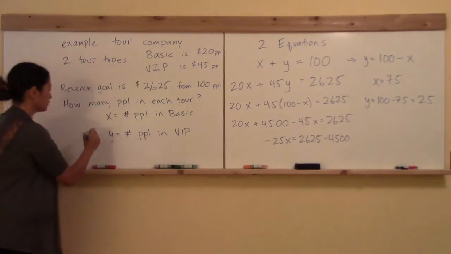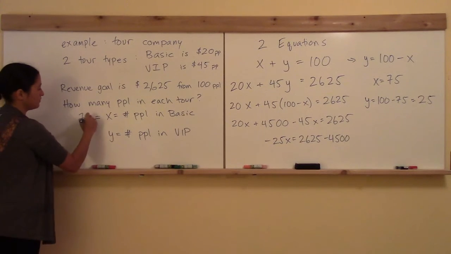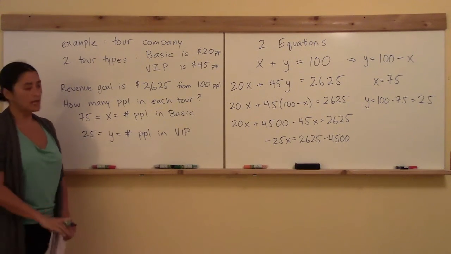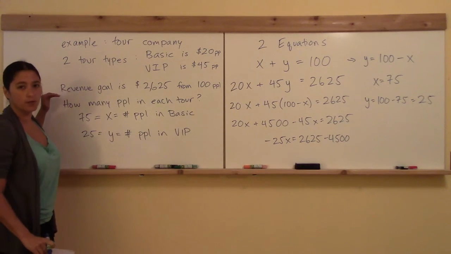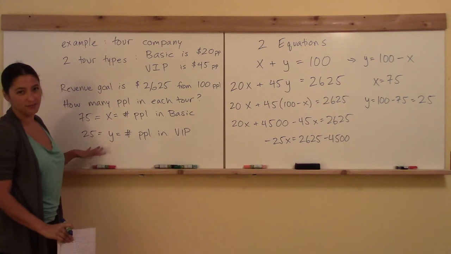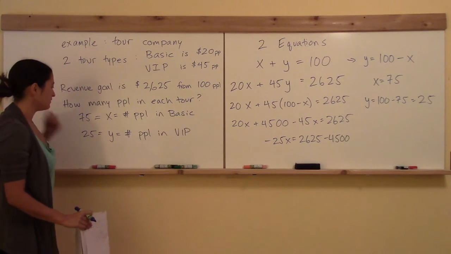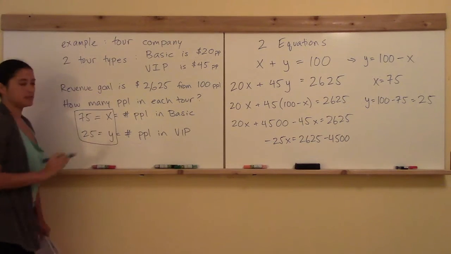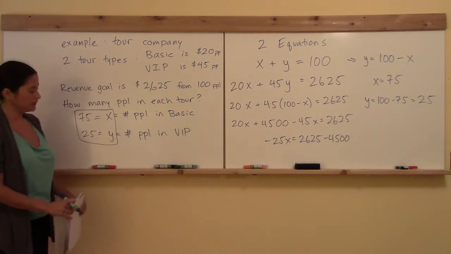Okay, so the answer to the question is I would want to have 75 people on this tour, 25 people on that tour, and that will get me to hit my revenue goal that I wanted. Of course, if I can persuade a few more people to take the VIP tour, then I'm going to get even more revenue from that. Okay, so that's a really fun example that you might find in business.